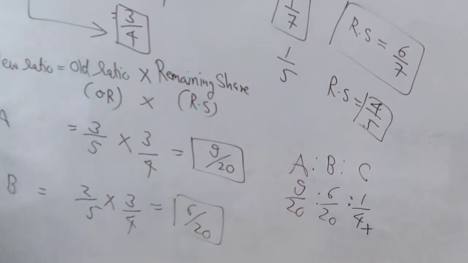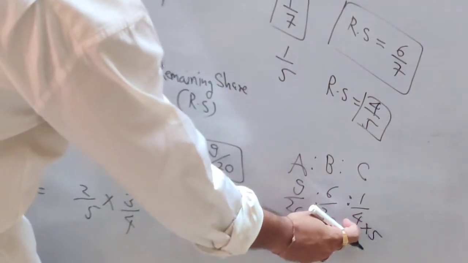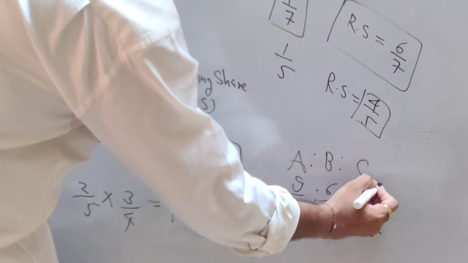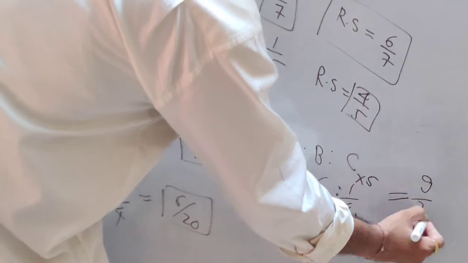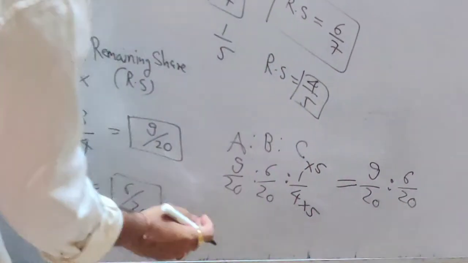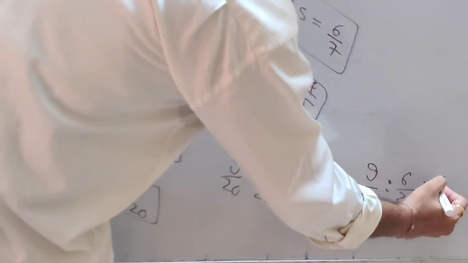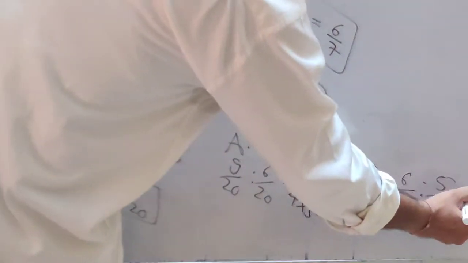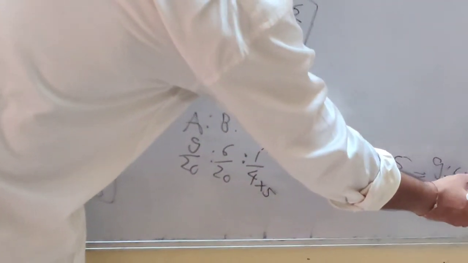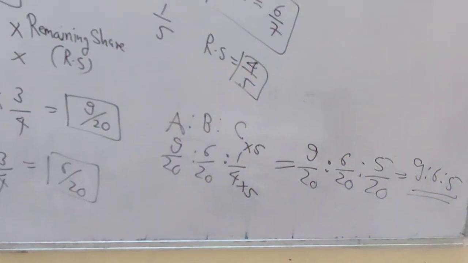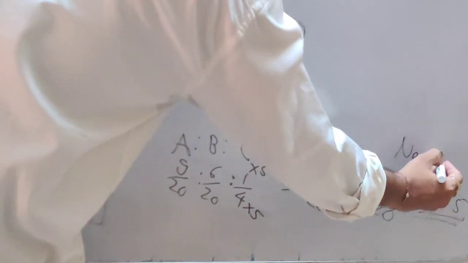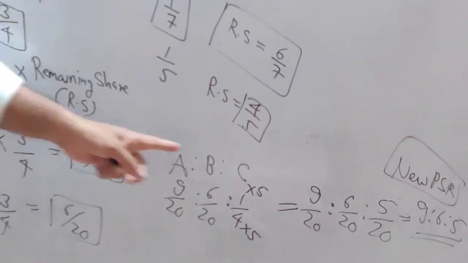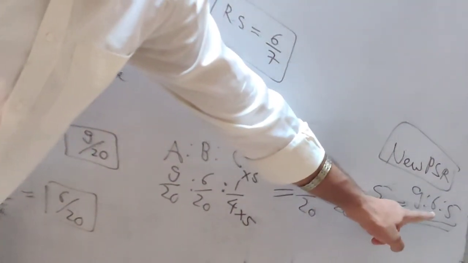So 4's table. 4 5s are 20. If you multiply the denominator by 5, you also have to multiply the numerator. So what will be the new ratio? 9 upon 20, 6 upon 20 and 1 5s are 5 upon 20. So the new ratio is 9:6:5. This is how you calculate the new profit sharing ratio. This is the new profit sharing ratio of all three partners. So in future, they are going to share in 9:6:5.